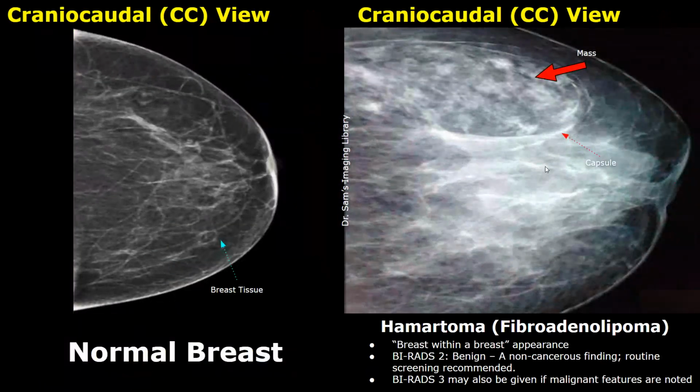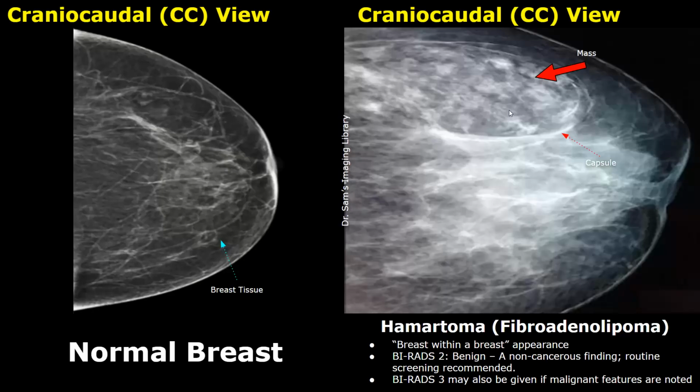This image is in craniocaudal view. A mixed-density mass is present with a bright radio-opaque capsule. This type of appearance is also termed as breast within a breast appearance because this mass itself looks like a breast which is inside this larger breast.